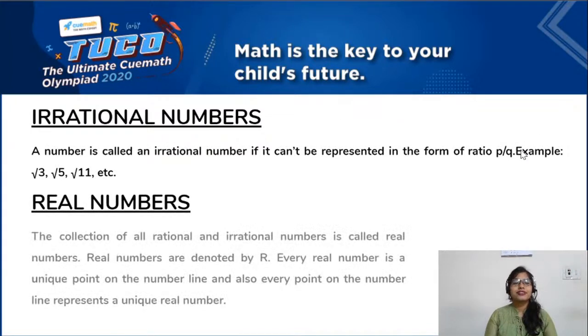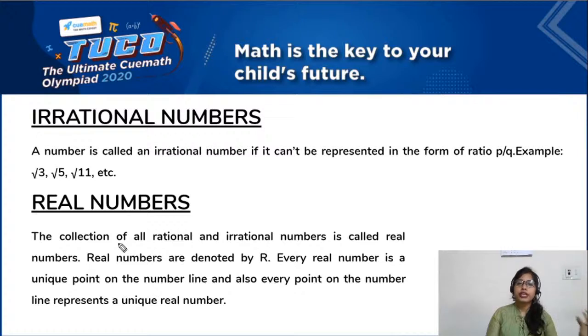Real numbers. Coming to real numbers. The collection of all the rational and irrational numbers is called real numbers. So rational and irrational numbers combined together is known as real numbers, which is our basic focus for today's session. Real numbers are denoted by R. Every real number is a unique point on the number line, and also every point on the number line represents a unique real number. So it's a vice versa thing. If every real number could be represented on the number line, it's very definite that every point on the number line also represents a unique real number. Okay. I hope that's clear enough.